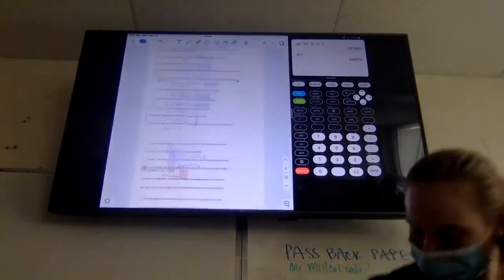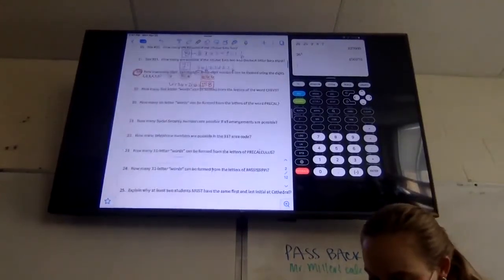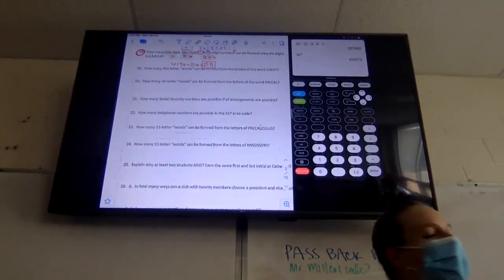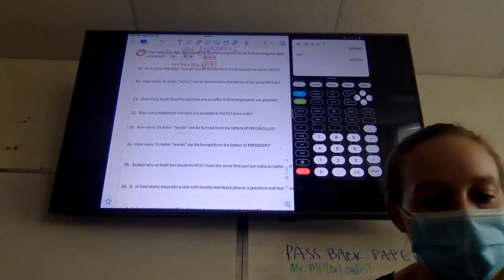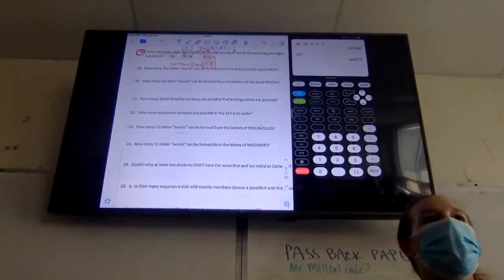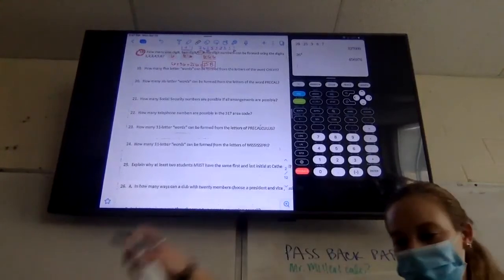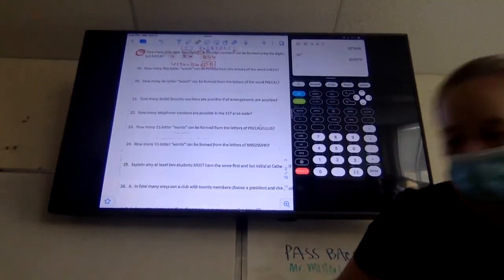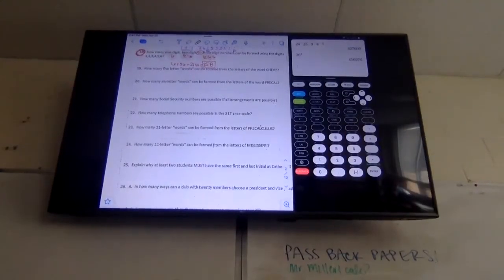All right. The next two say how many 5-letter words, and it uses words in quotations because I don't mean English words or words that we know, just 5-letter combinations of letters we can make from the word Chevy. How many ways can I rearrange all of those letters in the word Chevy to make new words?